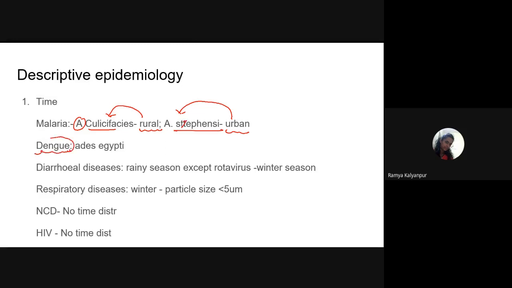Then dengue. So this dengue is caused by which one? The mosquito that is the vector is Aedes aegypti. What is the other name for this Aedes aegypti? Can anybody say? It is called the tiger mosquito because there are some white colored stripes seen on the legs, the joints of the legs and body of this particular mosquito. That's why it is called the tiger mosquito, and it is a causative agent for dengue.